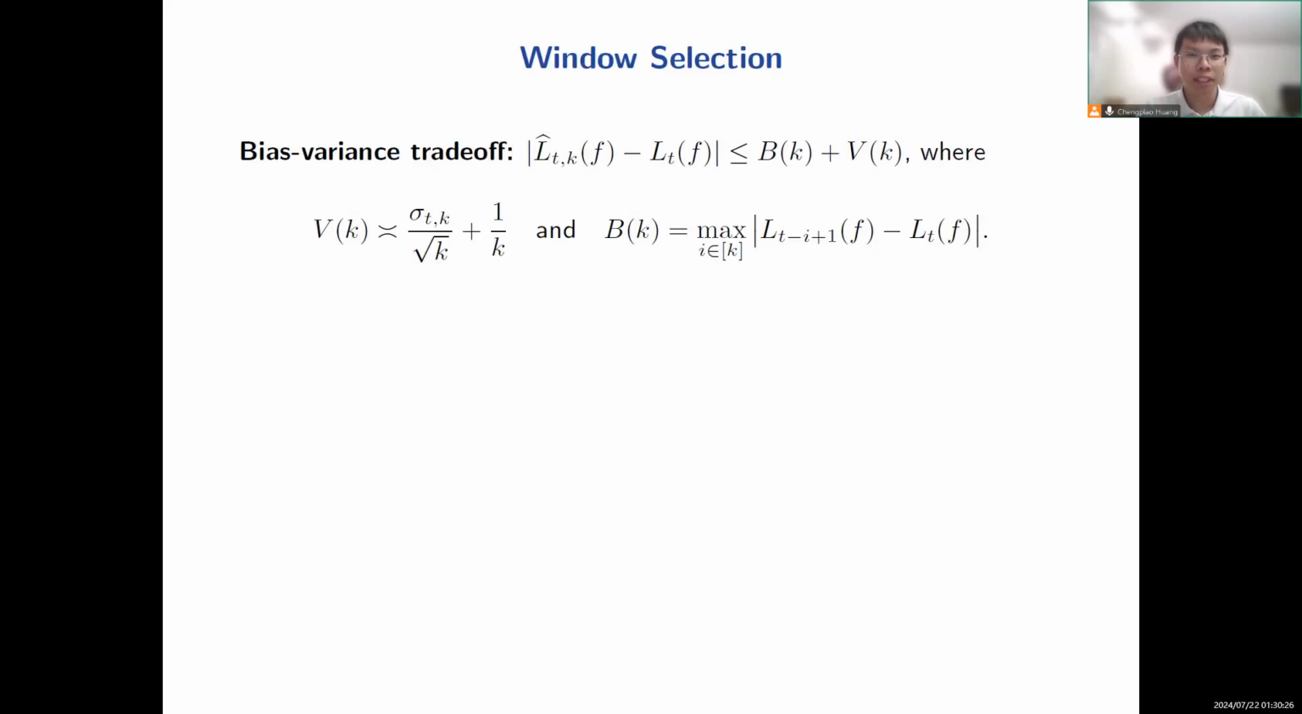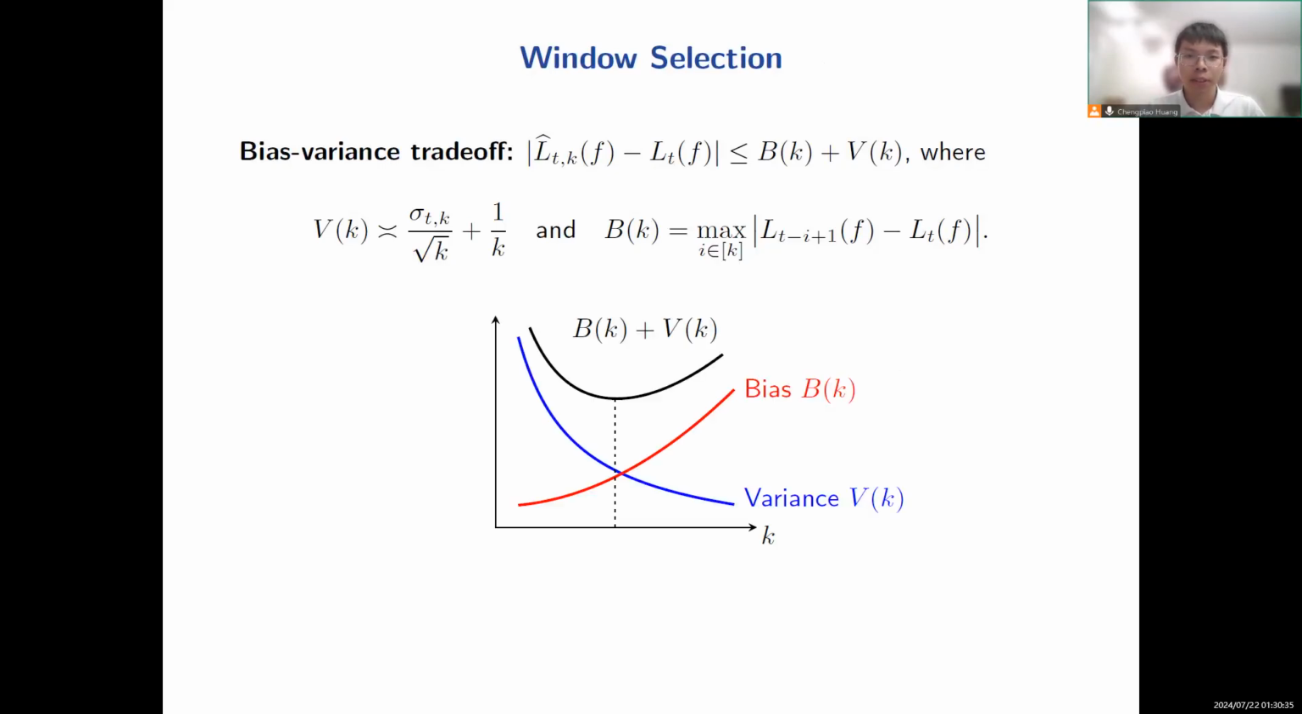Specifically, we can decompose the estimation error into a bias term, b_k, and a variance term, v_k. Using too much past data can lead to a large bias, while using too little data gives a huge variance. The main challenge here is that both the bias and the variance terms depend on the unknown distribution shift and are not computable from data.